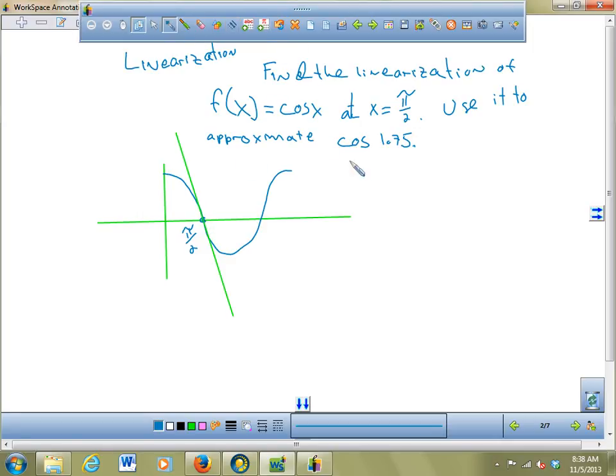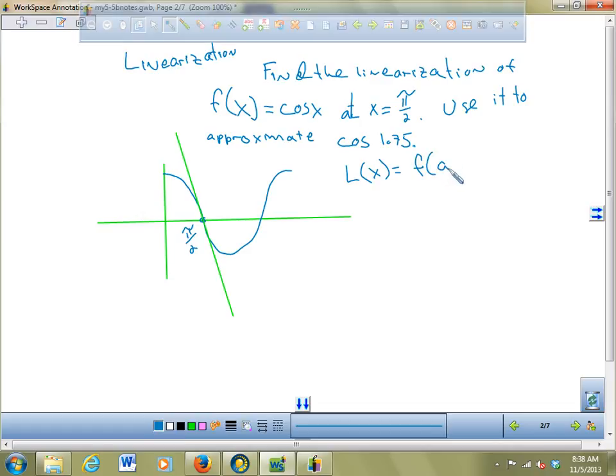And so what we learned yesterday is that L of x, the linearization function, is equal to f of a plus f prime of a, which is the slope of the tangent line at that point, times x minus a. Remember that? And so now you're going to plug in at pi over 2. So I can find f of a. What's f of pi over 2? a is pi over 2 in this case, so f of pi over 2 is 0.